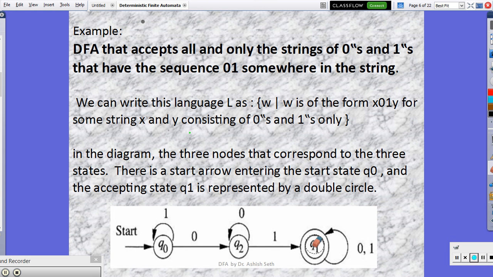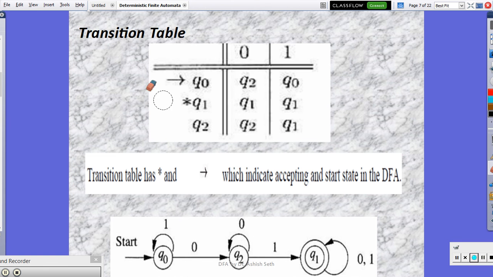So as I told you, for the DFA we have two representations. One is the transition diagram. Basically this is the transition diagram. The other is the transition table. This is the transition table. Now how to draw this transition table? Now this is the diagram which we have drawn. Now if we want to represent this diagram in the form of a table, how can we do it?